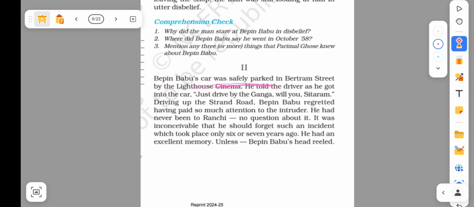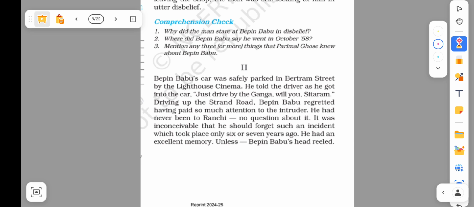Bipin Babu's car was safely parked in Bartram Street by the Lighthouse Cinema. He told the driver as he got into the car, just drive by Ganga, will you, Shitaram? Driving up the Strand Road, Bipin Babu regretted having paid so much attention to the intruder. He had never been to Ranchi, no question about it. It was inconceivable that he forget such an incident. Inconceivable means impossible, you can say, which took place only 6 or 7 years ago. He had an excellent memory, unless Bipin Babu's head reeled.